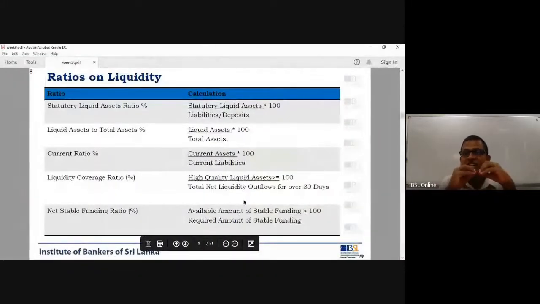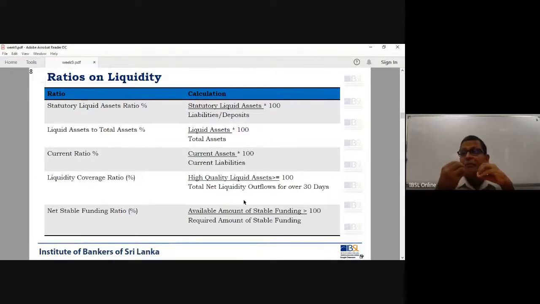and especially the commercial banks, when they are getting deposits, they have to maintain a certain amount of money with the central bank. That is called statutory reserve requirement. For example, currently statutory reserve requirement is, I think, 2%. If the commercial bank mobilizes 100 rupee deposits, they have to maintain 2 rupee with the central bank. That is called statutory reserve requirement.